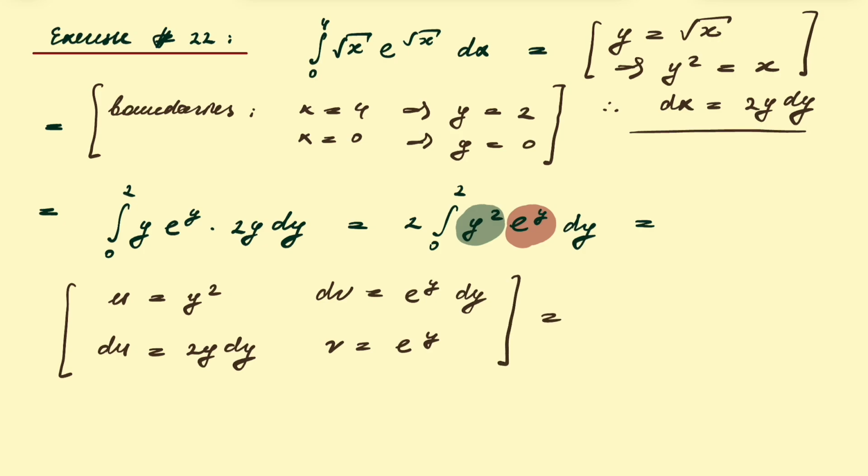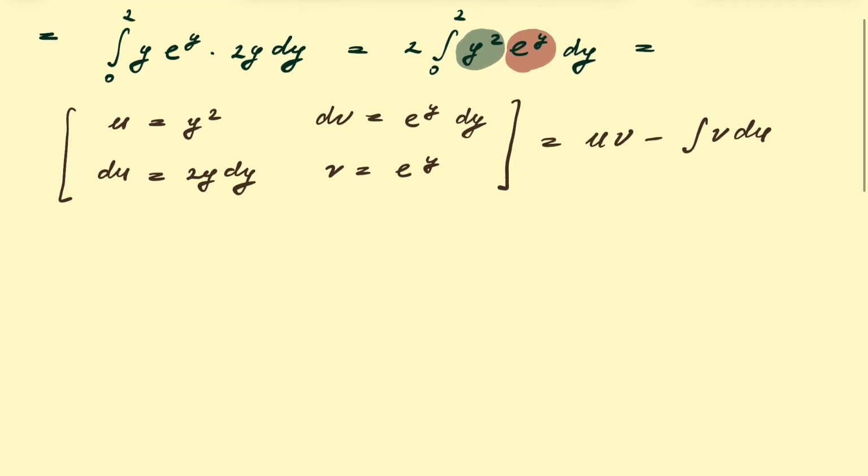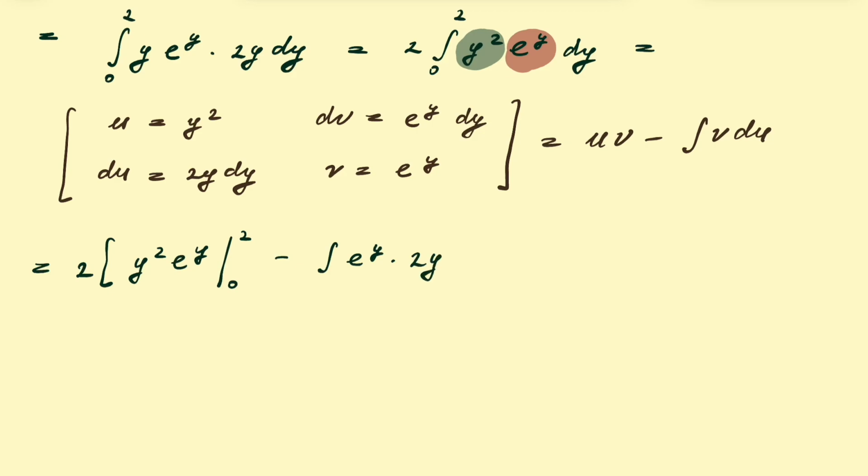Alright, and we want to obtain the form of u times v minus v times du. So what we have here is 2 times, I'm opening up the brackets, first uv, it's y squared times e to the y, and don't forget the limits or boundaries, minus an integral of v times du, e to the y times du, it's 2 times y dy, and this is a definite integral as well from 0 to 2.